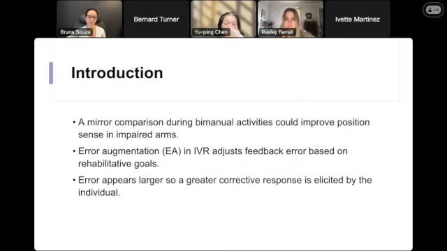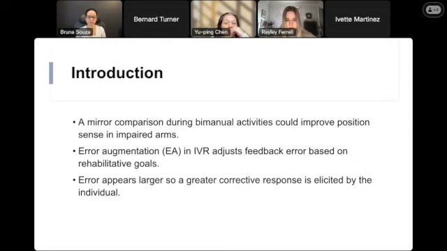And so this is where having a mirror comparison during bimanual activities could improve their proprioception, or just knowing where their arms are in space. Using a VR game to mimic this limits that cognitive load. It limits them having to really think about where their arms are in space, and they could just do it. And that hopefully translates to their actual physical movement in real life, and then also in their activities of daily living.